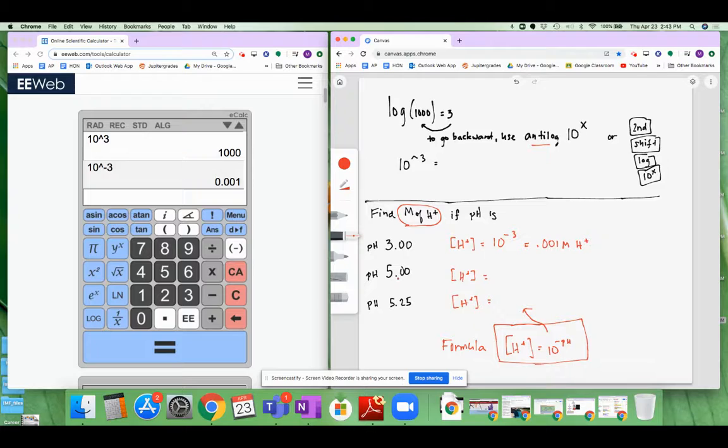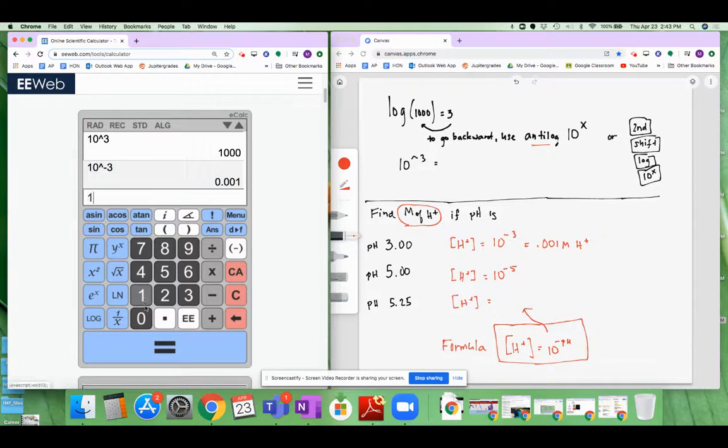Here you have a pH of 5. Obviously, it's going to be a little bit basic, so you can predict it will have less of the H pluses. So you know that pH of 5 means 10 to the negative 5, according to this formula right here. Okay, so again, let's plug it in.